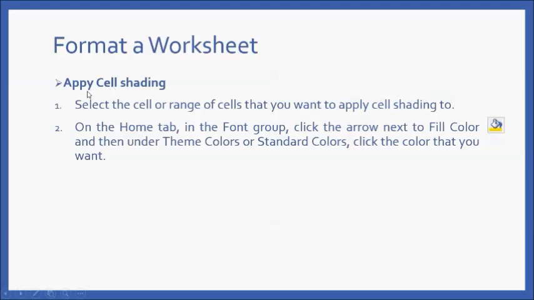Then the third one is to apply cell shading. Select the cell or range of cells that you want to apply cell shading to. On the Home tab in the font group, click the arrow next to the fill color, and then under theme colors or standard colors, click the color that you want.